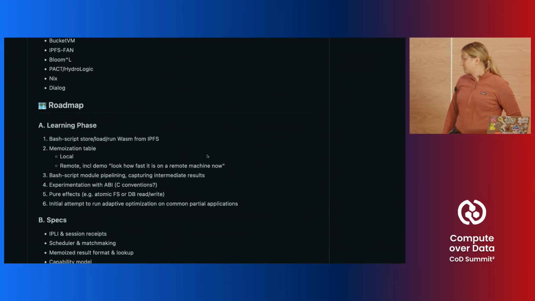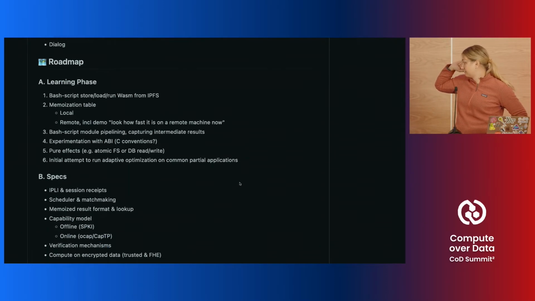Kind of our roadmap is we're currently in a learning phase where we're hacking stuff together with bash scripts and Node before doing this all in Rust. Memoization table, module pipelining, that's the DAG stuff. There's a lot of questions about what the ABI should be on the WASM module. I assume it's going to end up with C calling conventions. We'll see. We have to actually ship something for people to argue with. Pure effects, so we're not going to do email today. We're going to do read from a mutable pointer on IPNS or DNS link and see if it's updated and do all the atomics. And then with a demo of the adaptive optimization stuff I talked about earlier.